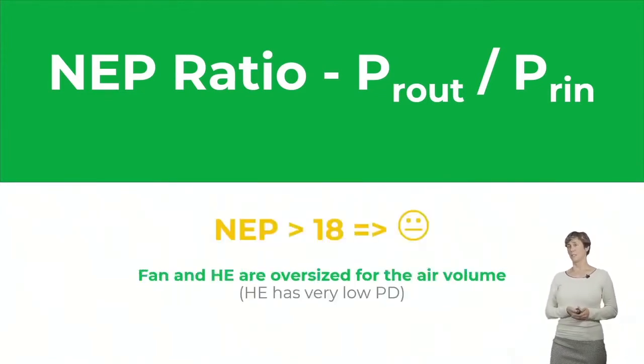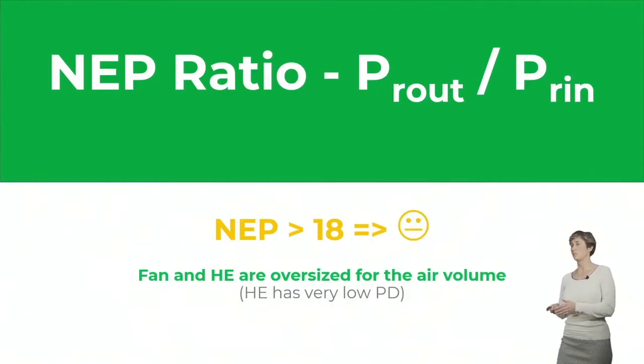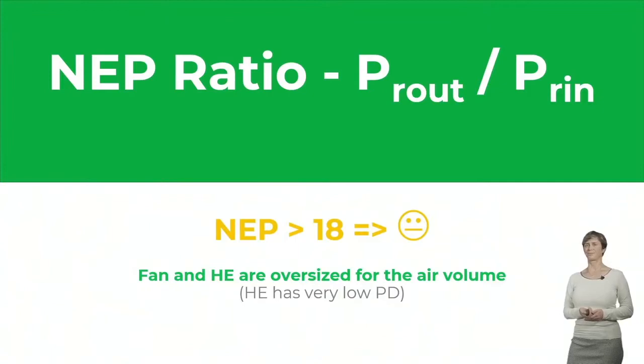If we are higher than 18, that means that the fan and heat exchanger are oversized for the air volume we are calculating with. The heat exchanger has a very low pressure drop, not necessarily needed. That's why it's not optimal.